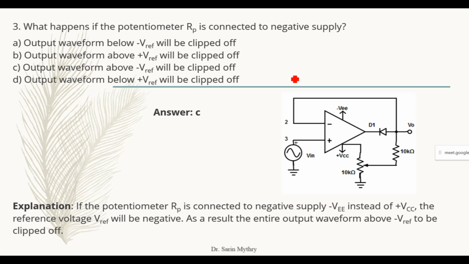Whenever you see this kind of arrow mark, it means that this particular resistance is varying.